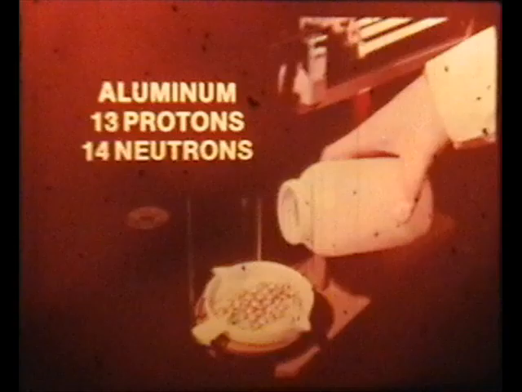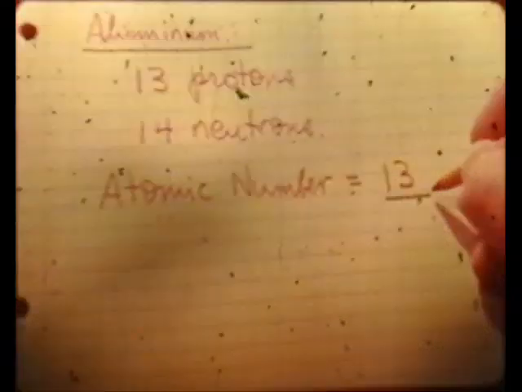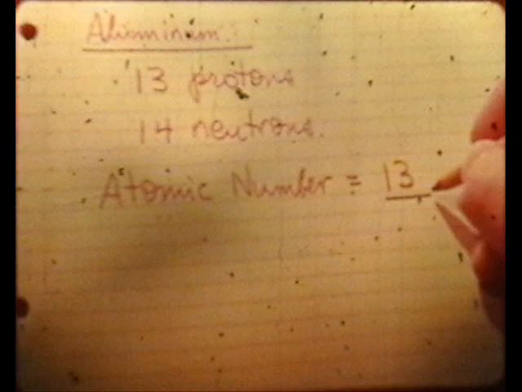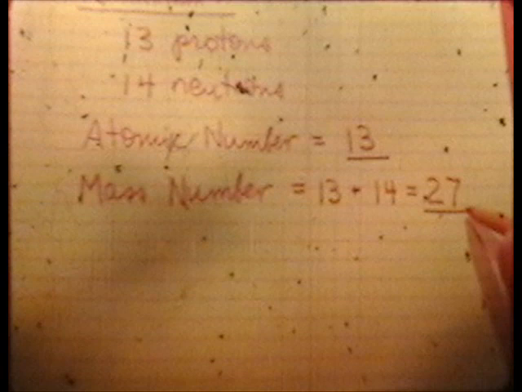All right, try this one. Aluminum has a naturally occurring isotope containing 13 protons and 14 neutrons. Calculate its atomic number. The atomic number is equal to the number of protons, so 13 is the atomic number. What is the mass number of this isotope? The mass number is the total number of protons and neutrons, or 27.